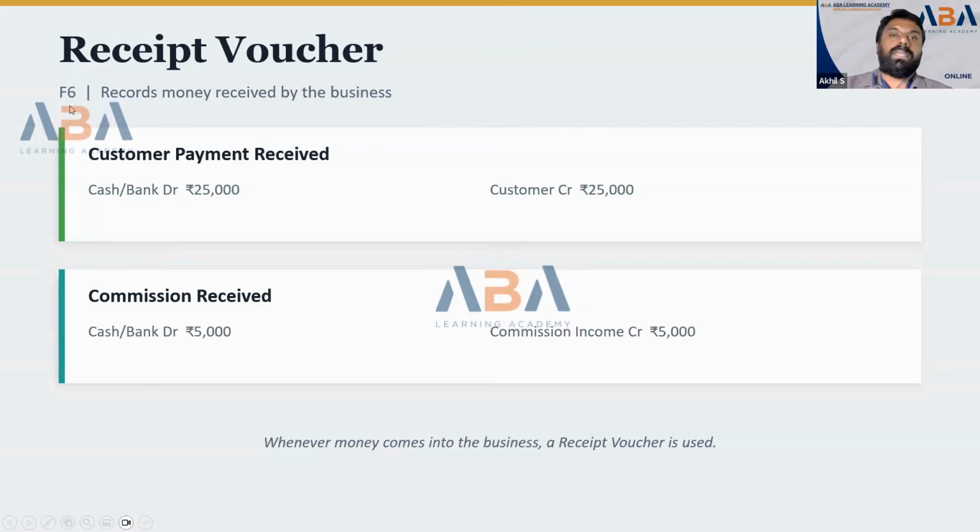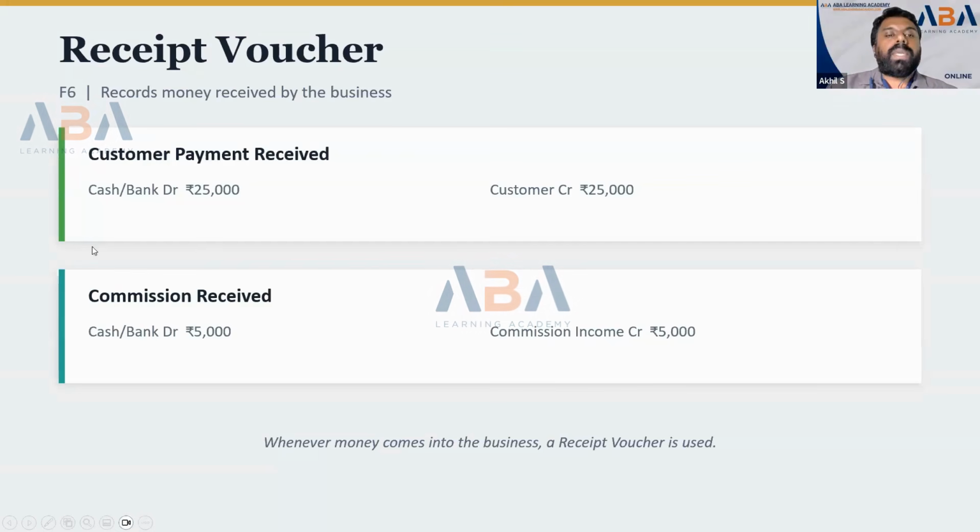The shortcut key is F6. From the Gateway of Tally, we have to go to Vouchers, and from there you just need to press F6 and it will take you to the receipt voucher. It is used to record money received by the business, all the amount you are receiving from a third person. Not cash withdrawal or bank transfers. If you are receiving money from a different person apart from your business, it can be considered a receipt voucher. It should be posted using a receipt voucher.